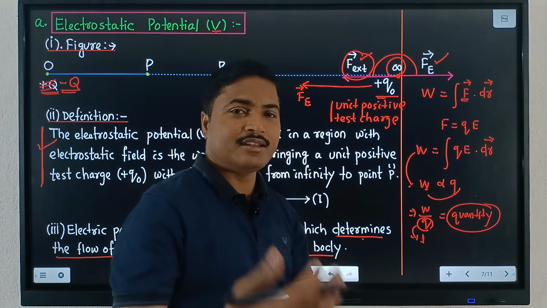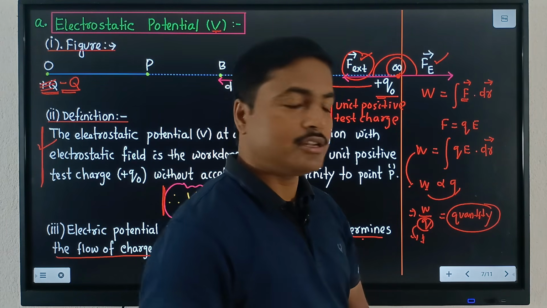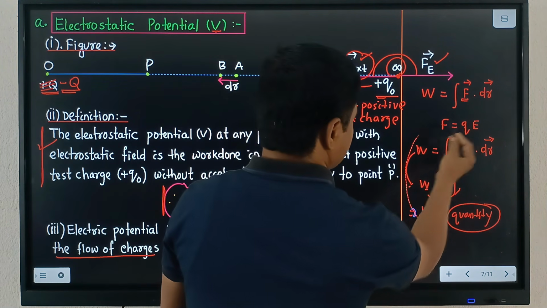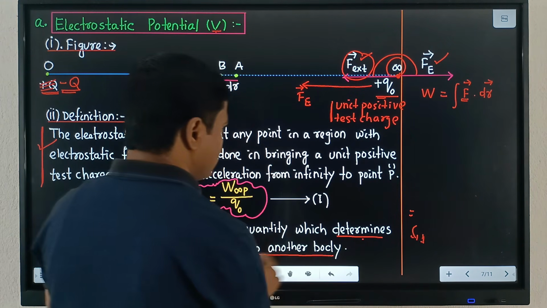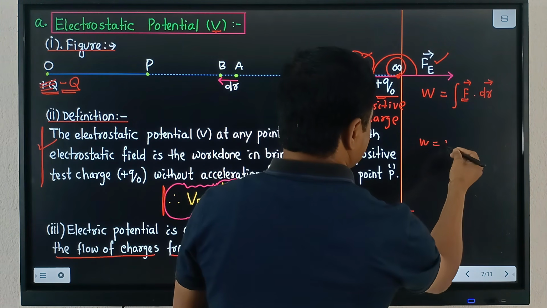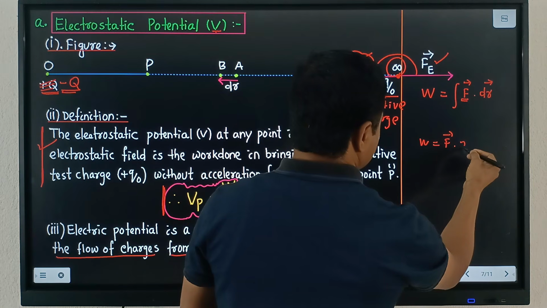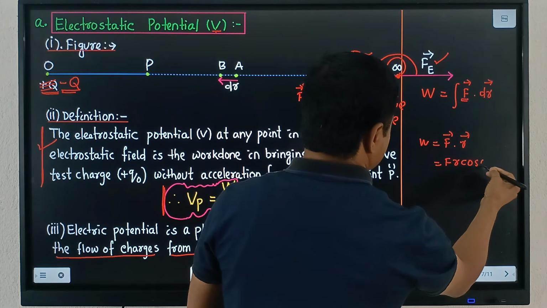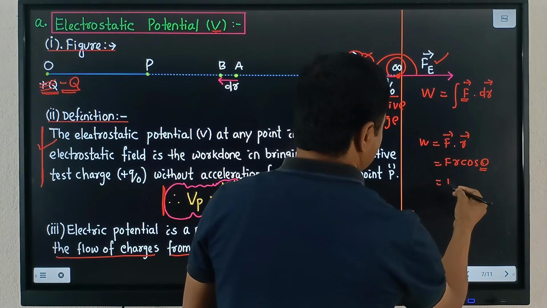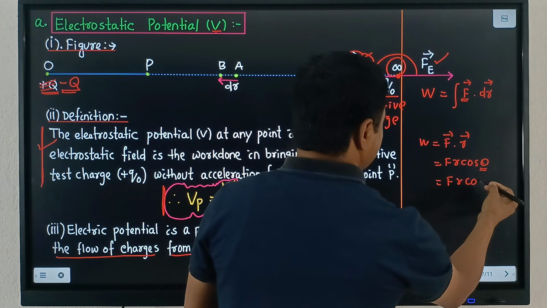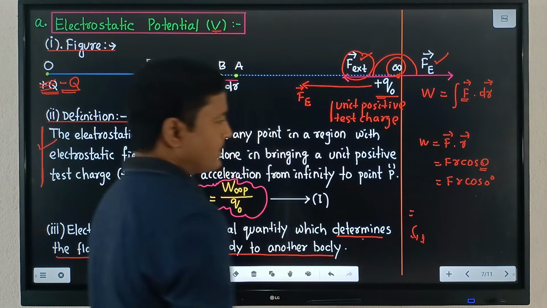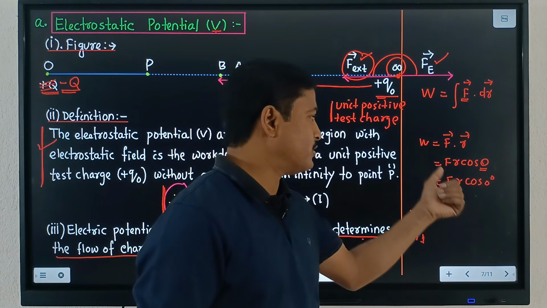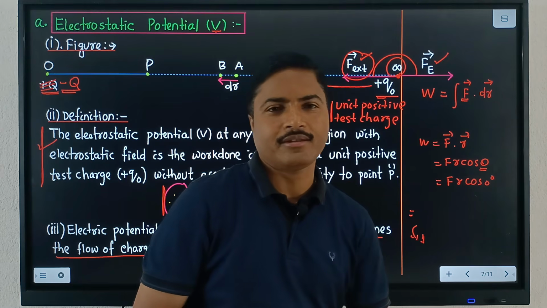Same direction means angle is 0 degree. So work done is positive, because you know the formula for the work done. We write work done W is equal to F vector dot displacement vector. We also write that is F R cos theta, and theta is equal to 0 degree. So we write F R cos 0 degree. Cos 0 means 1. So work done is positive. We write that is plus F R.